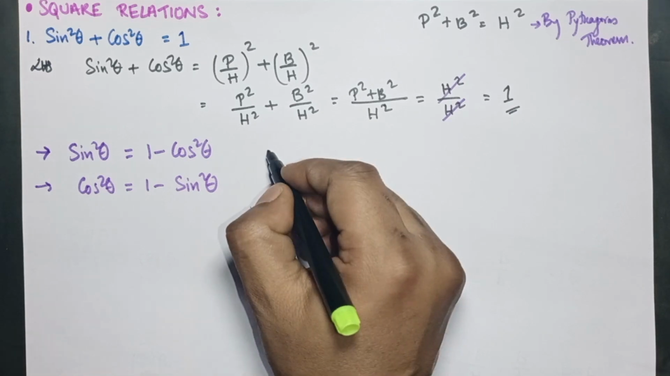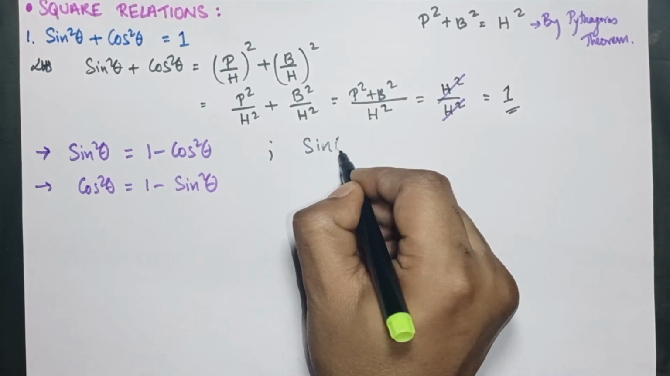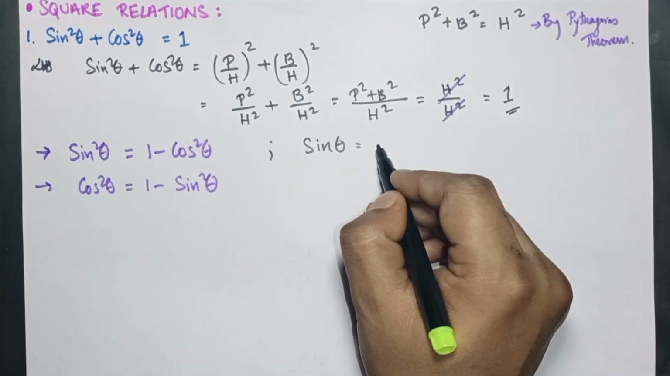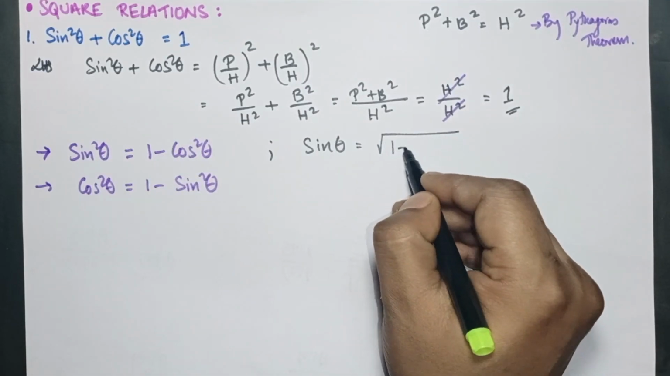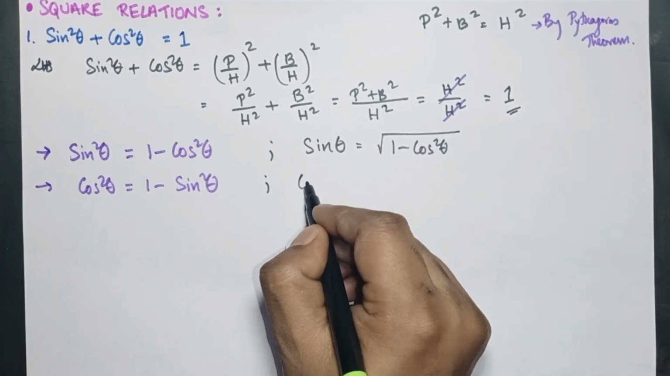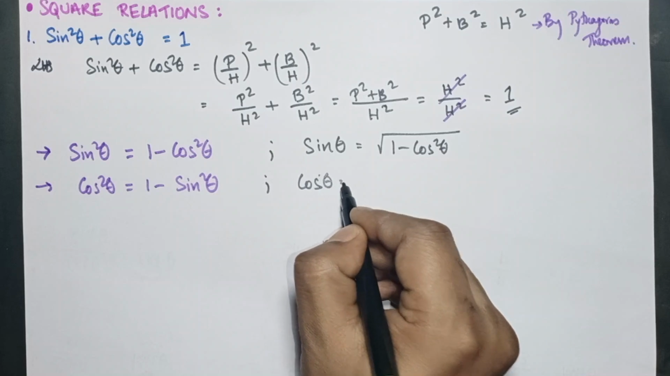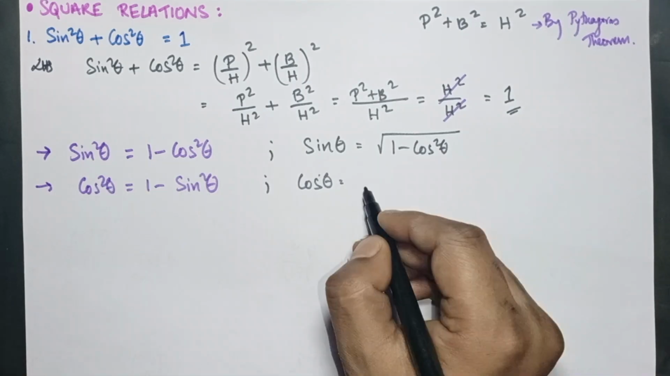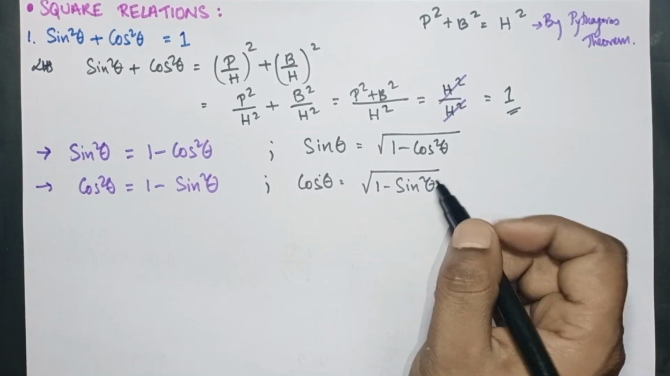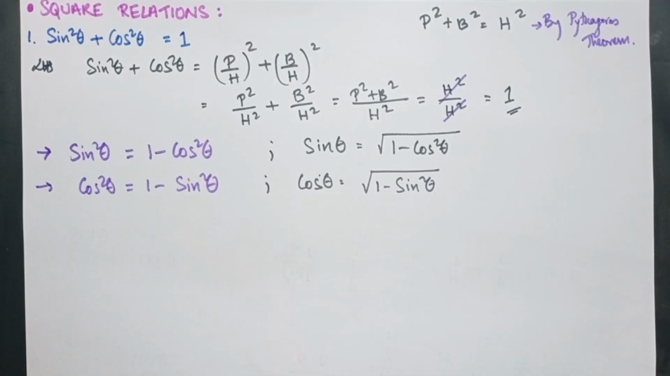Now similarly I can write sine theta. Since the square is there, when this square goes to that side, it will be under square root. So I can write 1 minus cos square theta under root. Similarly on this side, cos theta: when this square goes to that side, it will be a square root, so it will be root of 1 minus sine square theta. This way you can form many formulas.